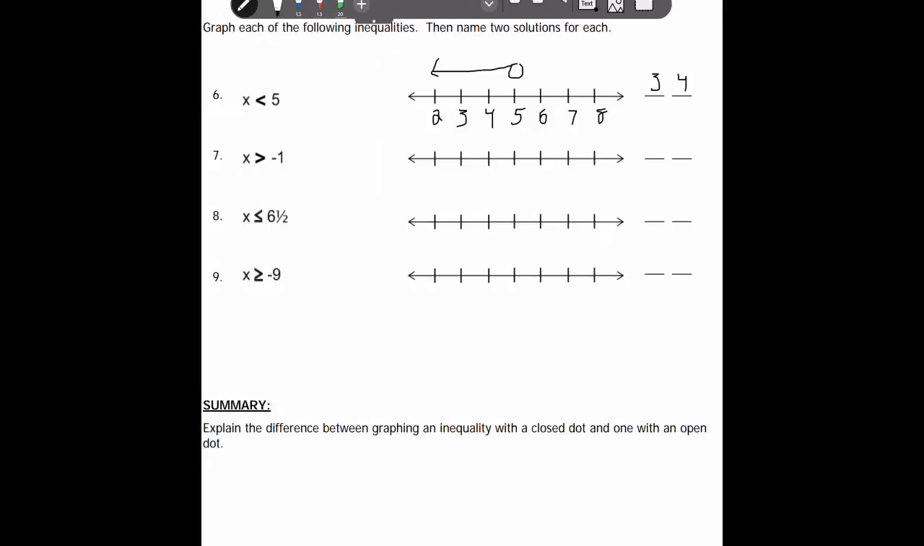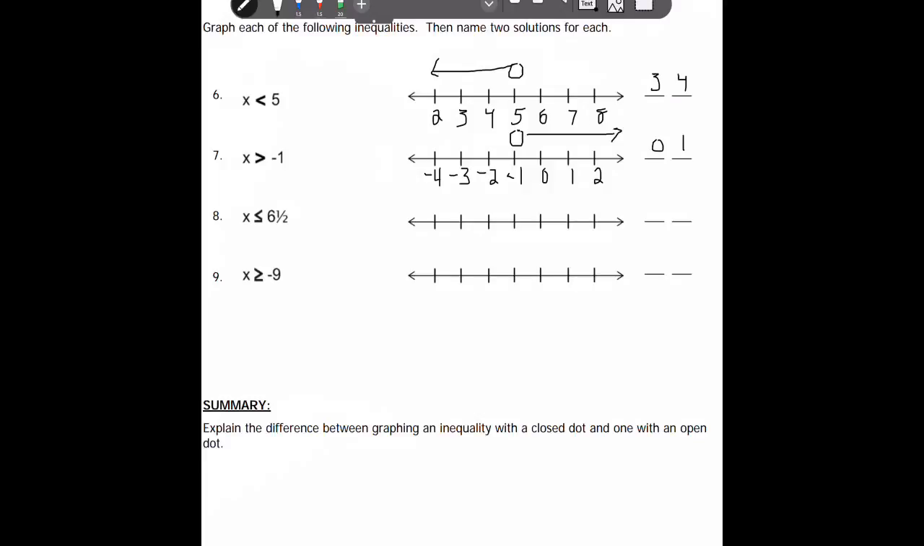Number 7. X is greater than -1. So I'm going to put -1 at the beginning, the middle of my number line. I'm going to put some values to the left and right of it. We're going to place a circle directly above -1. Not going to fill in that circle again because it's just a greater than symbol. And we are going to draw our ray to the right because it is greater than. And 2 solutions to this inequality would be 0 and 1.